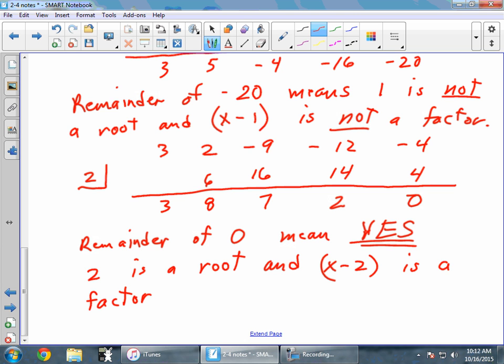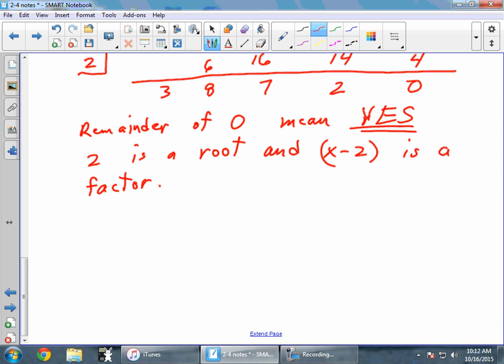Okay, so that's really, really handy. Also, then we can say that x minus 2 times what equals, what did we start with? 3x to the 4th plus 2x cubed minus 9x squared minus 12x. Rats!